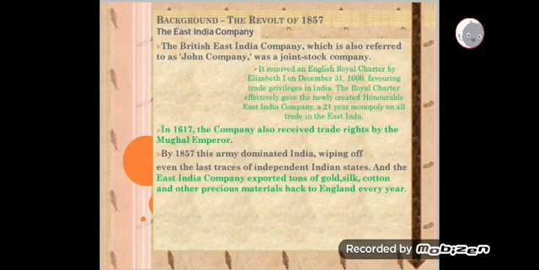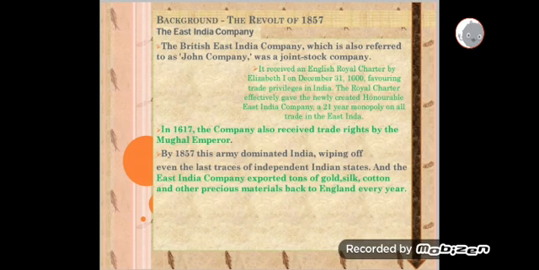First, we discuss the East India Company. The British East India Company, which is also referred to as the Joint Company, was a joint stock company. It received an English royal charter from Elizabeth I on December 31st, 1600, favoring trade privileges in India. The royal charter effectively gave the newly created Honorable East India Company a 21-year monopoly on all trade in India.